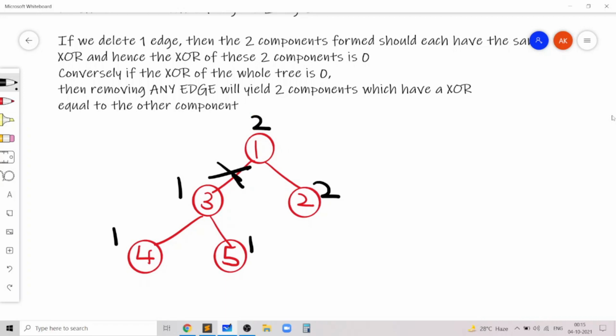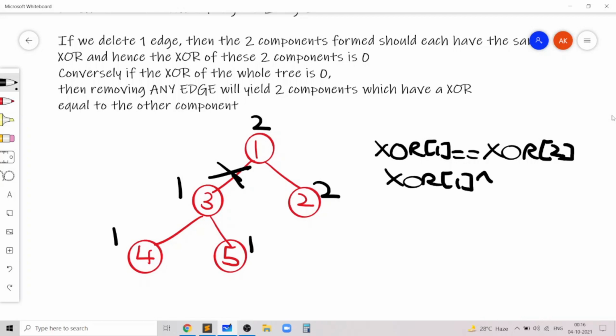Notice that the XOR of the first connected component should be equal to the XOR of the second connected component. Since these two should be equal, we know that their XOR together should be 0. So XOR 1 XOR XOR 2 will be equal to 0 by properties of XORs. Because of this, we know that the XOR of all the values in the nodes should be 0. Conversely, if the XOR of the values of each node in the tree is 0, then consider any edge.